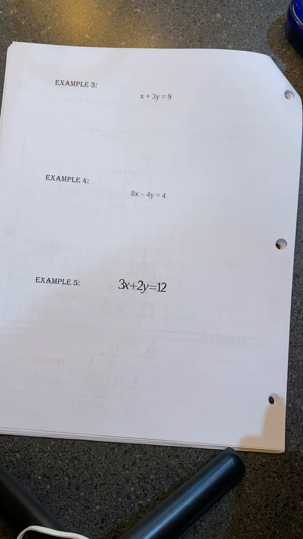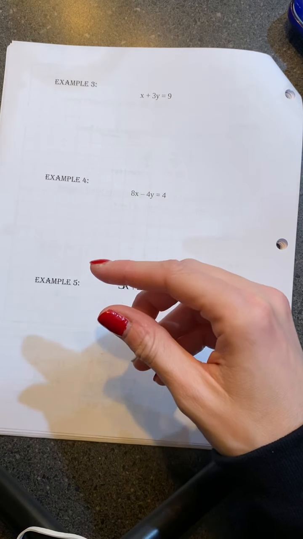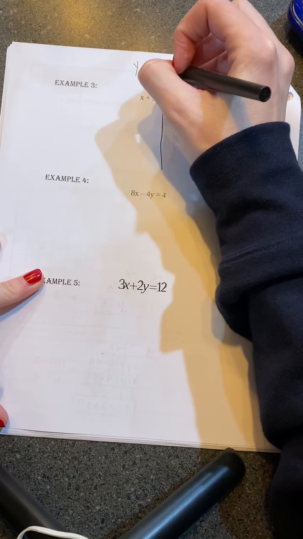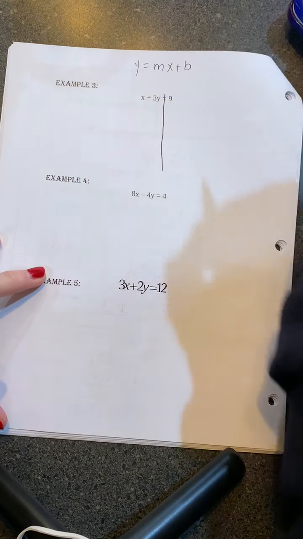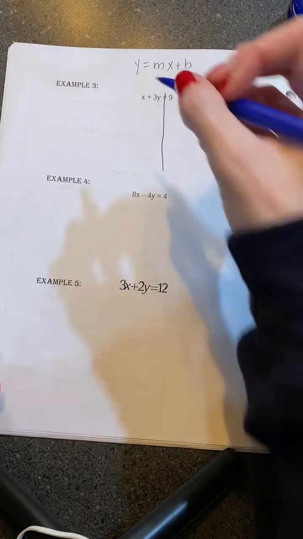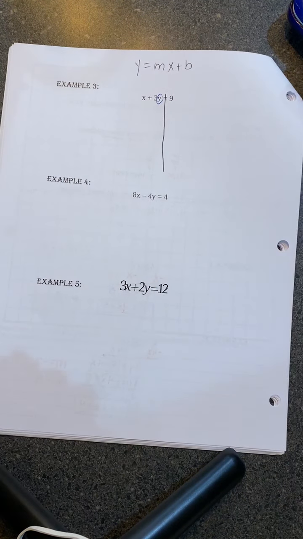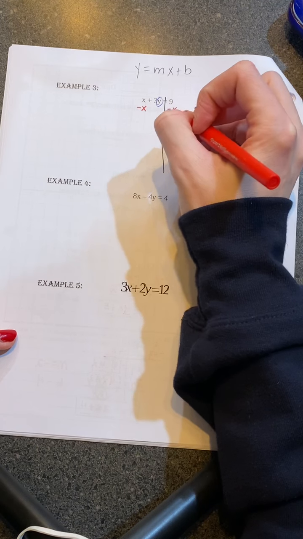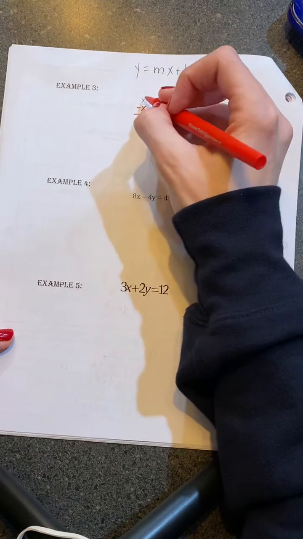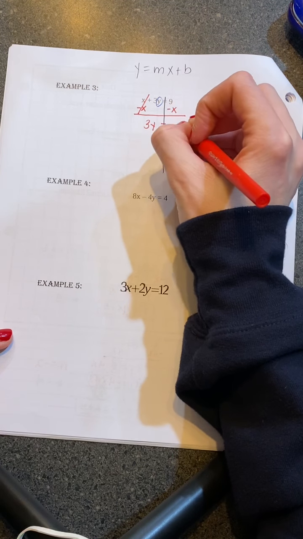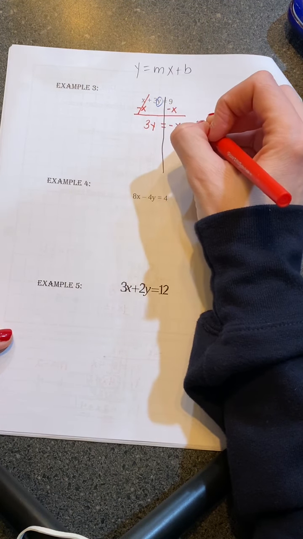All right, let's look at example 3 together. So once again, we're solving for that slope-intercept form, that y equals mx plus b format. And we need to get that y alone. So the first thing we would do here to get the y alone is I need to subtract x. And what I do on one side, I do on the other. The x's cancel, leaving me with 3y equals negative x plus 9.